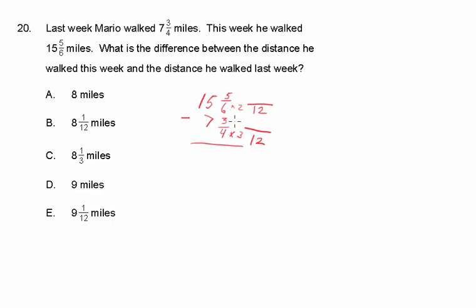If I do something to the denominator, I have to do it to the numerator. So I'm going to multiply this by 2 and this by 3. 5 times 2 is 10, 3 times 3 is 9, right? Now I can subtract. 10 minus 9 gives me 1/12 left over. 15 minus 7 gives me 8, so 8 1/12. The answer is 8 1/12.